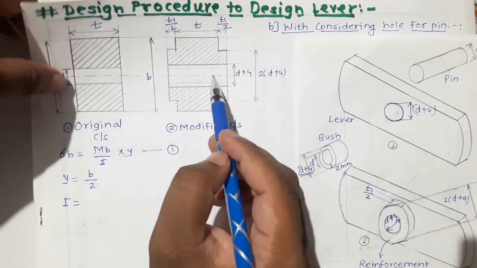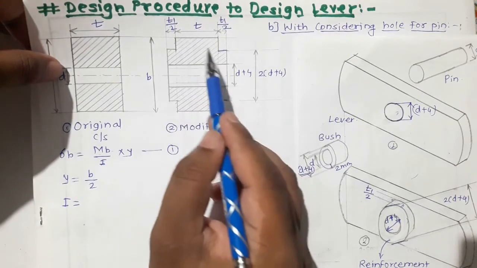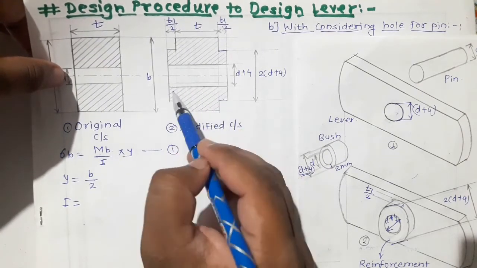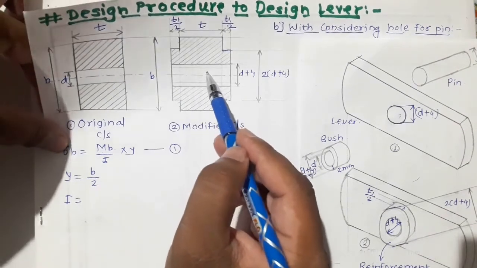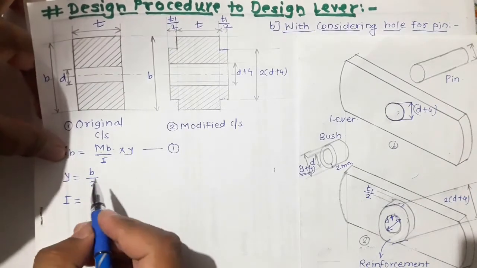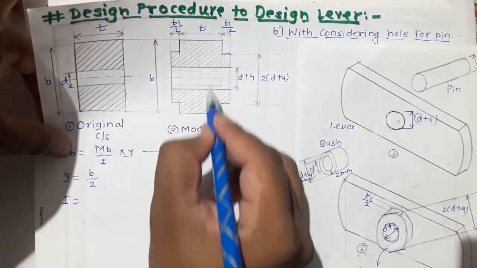Again I will repeat. First of all, we have to consider the moment of inertia by considering this total cross section as a solid, and then we have to subtract the moment of inertia of this hole. So first we will consider the solid area, and then we will write the moment of inertia for the solid part. Now this middle portion has a thickness T and width B.